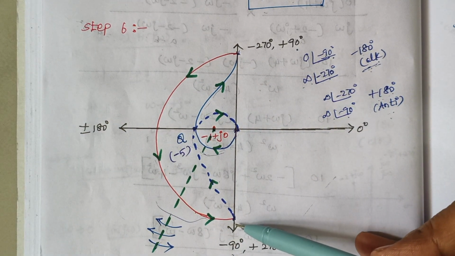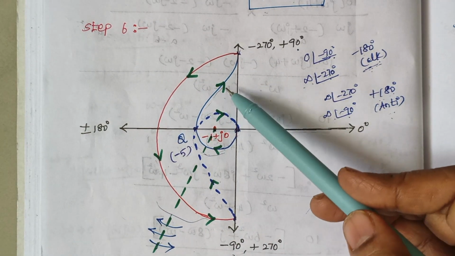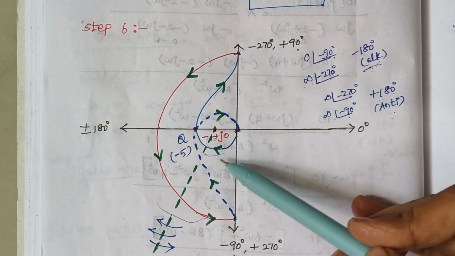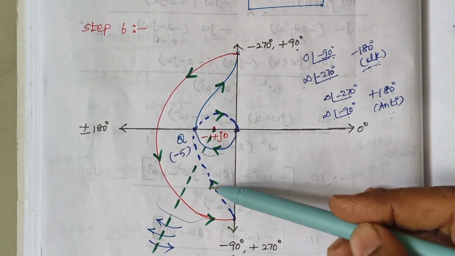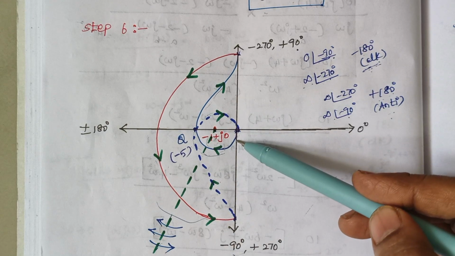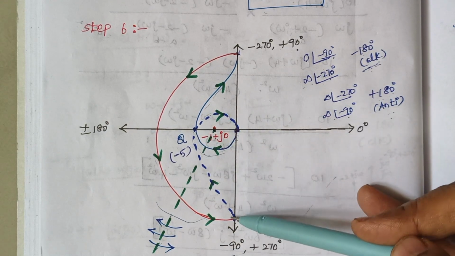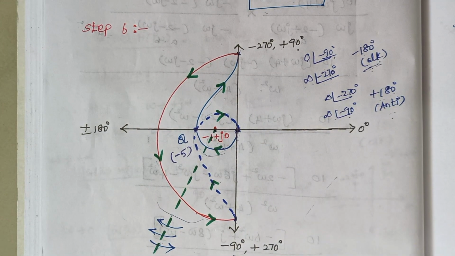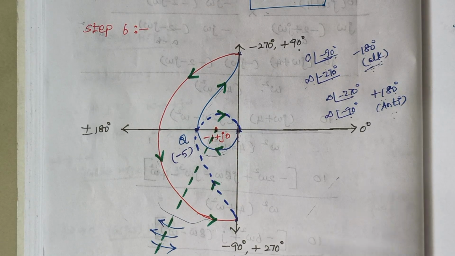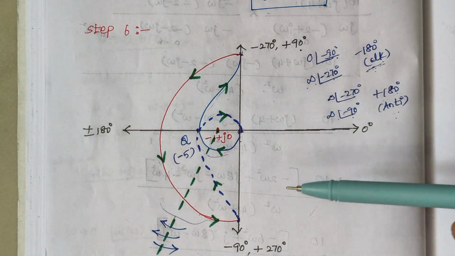And as we had seen, section 3 is nothing but the mirror image of section 1. So this is my section 1. So here I have drawn the mirror image for section 1. So this is our section 3. Right? And for section 4 it is not needed. So finally this is our Nyquist plot.